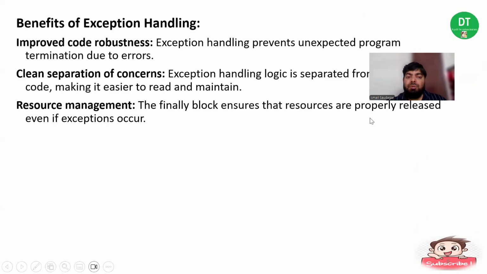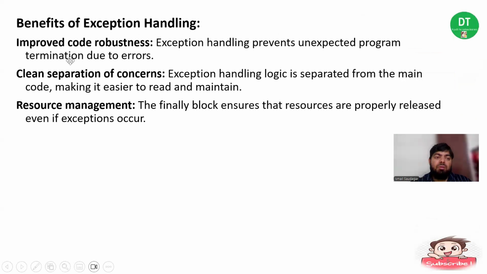Now we'll see the benefits of the try-catch block, or the benefits of exception handling. Improved code robustness: exception handling prevents unexpected program termination due to errors. The next benefit is clean separation of concerns: exception handling logic is separated from the main code, making it easier to read and maintain. Resource management: the finally block ensures that resources are properly released even if an exception occurs.